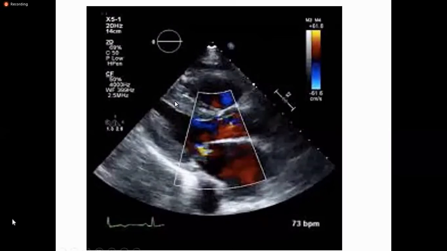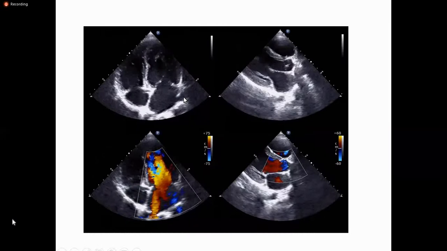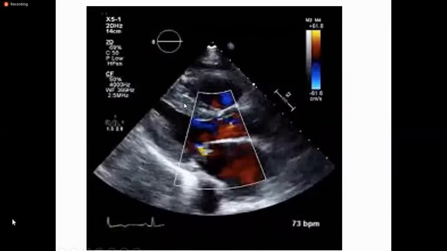In this image, you can see the different structures which can be easily visualized, like the left atrium, left ventricle, aorta, right ventricle, interventricular septum, posterior wall, mitral valve, and aortic valve. And in the center, you see the colors.